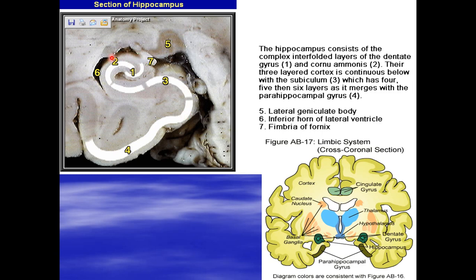This number 6 will be the inferior horn of the lateral ventricle, and of course this is the temporal lobe. So at the floor of the inferior horn of the lateral ventricle, we have this elevation representing the dentate gyrus.